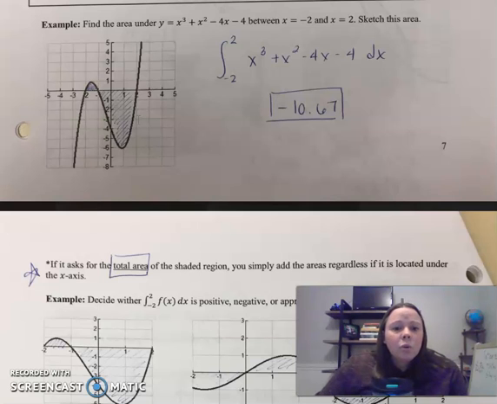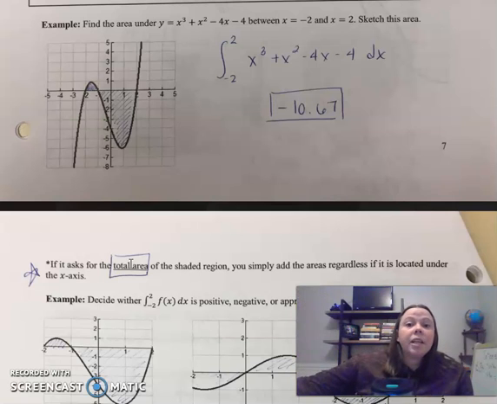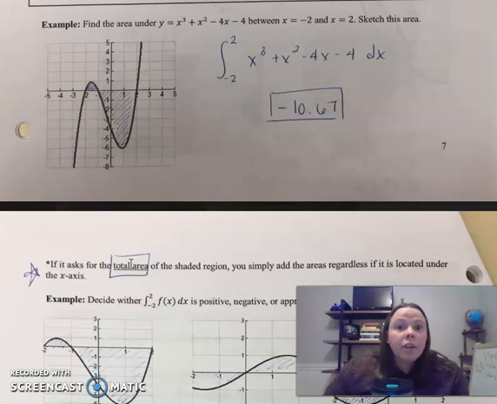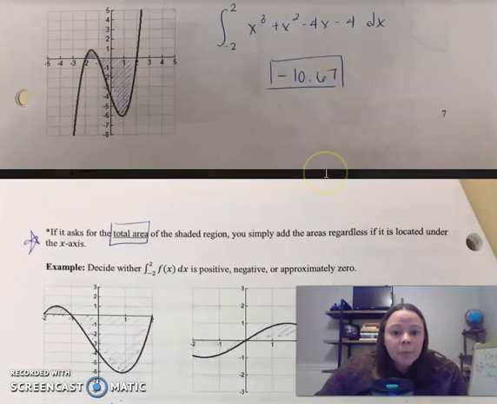No. So total area would then take the distance they ran to the church, which is positive, and then it would take the distance they ran back, which is technically negative, but we're going to turn it positive so we can add it together and actually see how far they actually ran. All right.